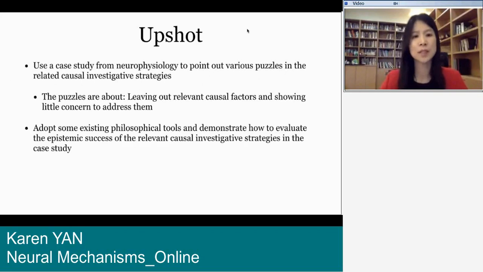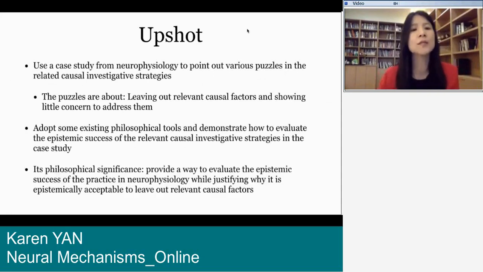I'm going to adopt some existing philosophical tools and demonstrate how to evaluate the epistemic success of the relevant causal investigative strategy in the case study. And its philosophical significance is this. I aim to provide a way to evaluate the epistemic success of practicing neurophysiology while justifying why it is epistemically acceptable to leave out relevant causal factors.